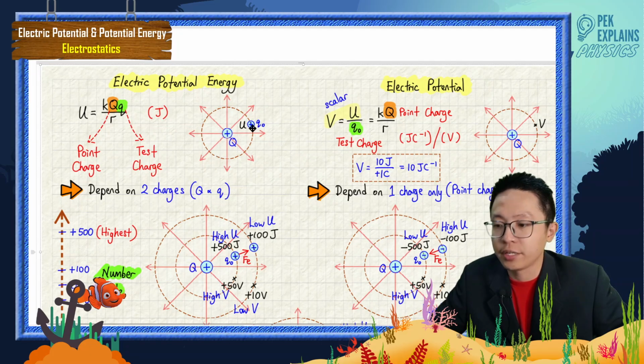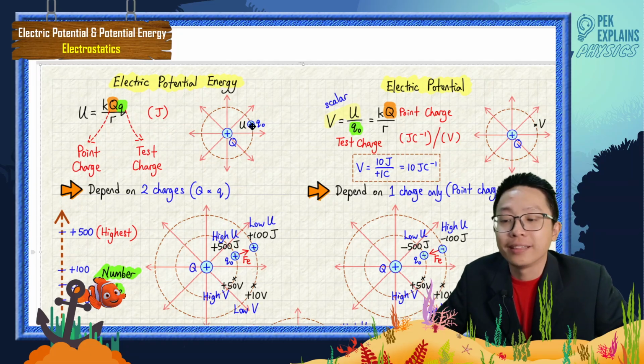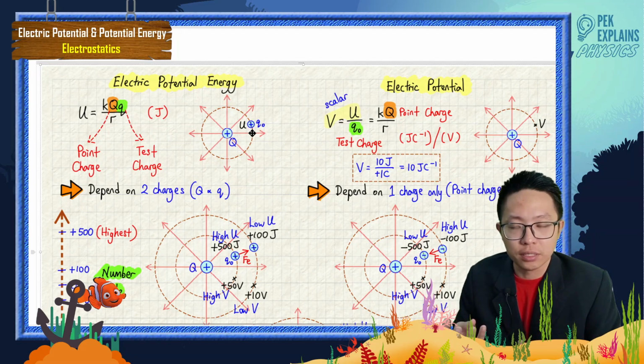Both the point charge and test charge. So what is electric potential energy? Electric potential energy is the energy possessed by the test charge. The potential energy possessed by the test charge. Okay, it's just like gravitational potential energy.